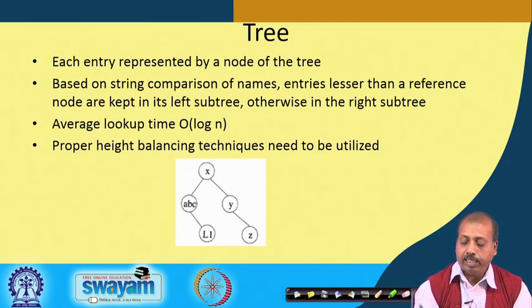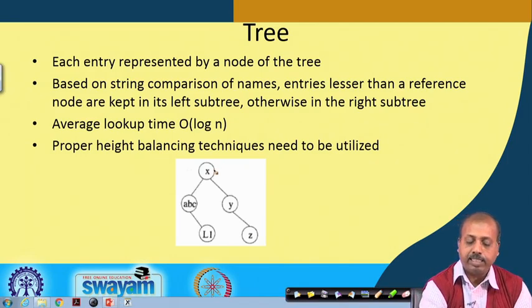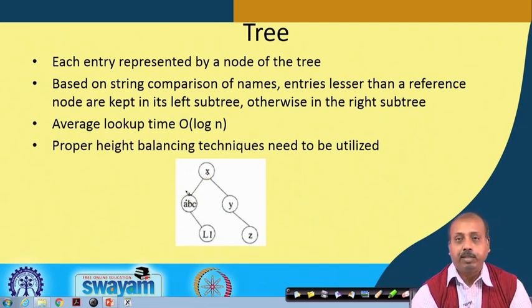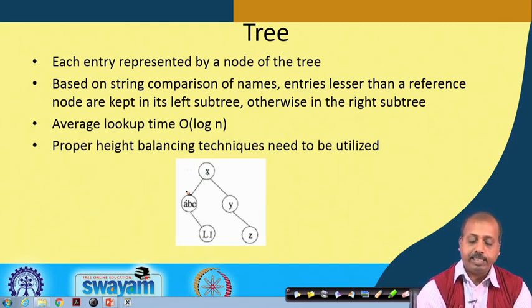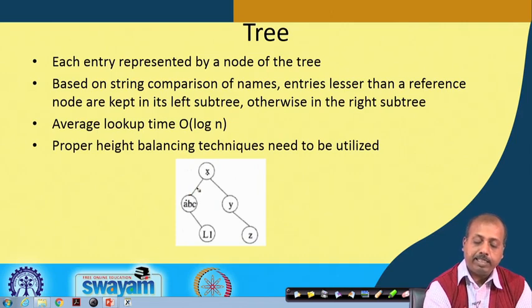If you look at the tree at this point, you see that the root is x, and then the symbol ABC. Symbol ABC should come to the left side of x, because when you do a comparison, the first characters are compared. So x is compared with A, and if you look at the corresponding ASCII codes, x's ASCII code is more than A's. As a result x is taken to be greater than ABC, or ABC is taken to be less than x. So ABC is put in the left subtree, and similarly y is greater than x.